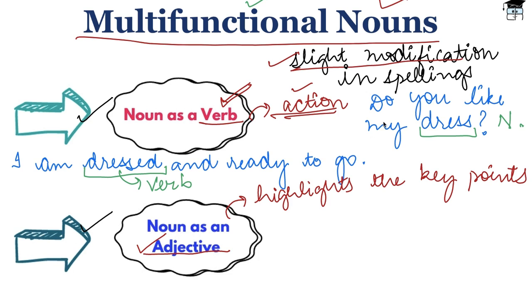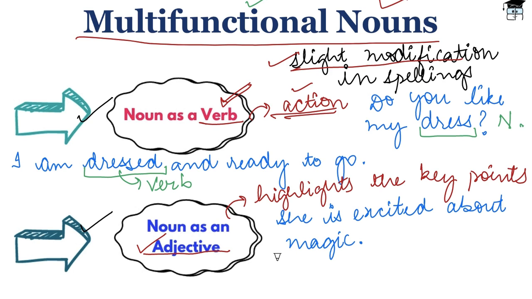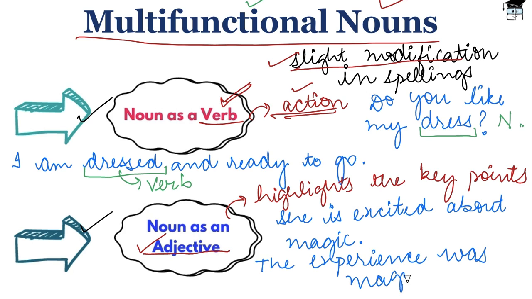Consider this statement. She is excited about magic. And I will write another statement, which is the experience was magical. Now in both these sentences, the words magic and magical are two different functions of a noun. We can clearly see that the word magic is slightly modified into the word magical, right? But in the first sentence, it represents the function of a noun. And in the second sentence, it represents the function of an adjective.